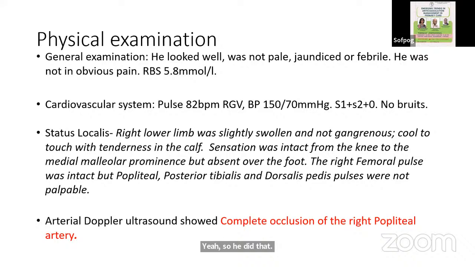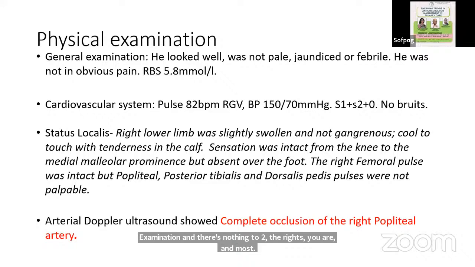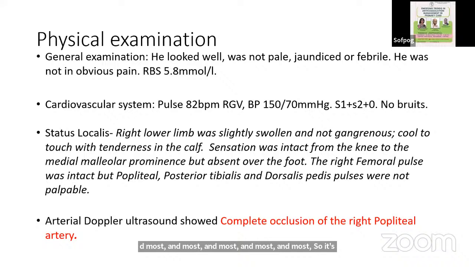Examination, the status localis, showed that the right lower leg was slightly swollen and not gangrenous, but also that there was tenderness along the calf. Sensation was intact from the knee down to the medial malleolus, but absent distal to that, and the right femoral pulse was intact, but the popliteal, posterior tibialis, and dorsalis pedis were not palpable. The other systemic examinations were unremarkable.